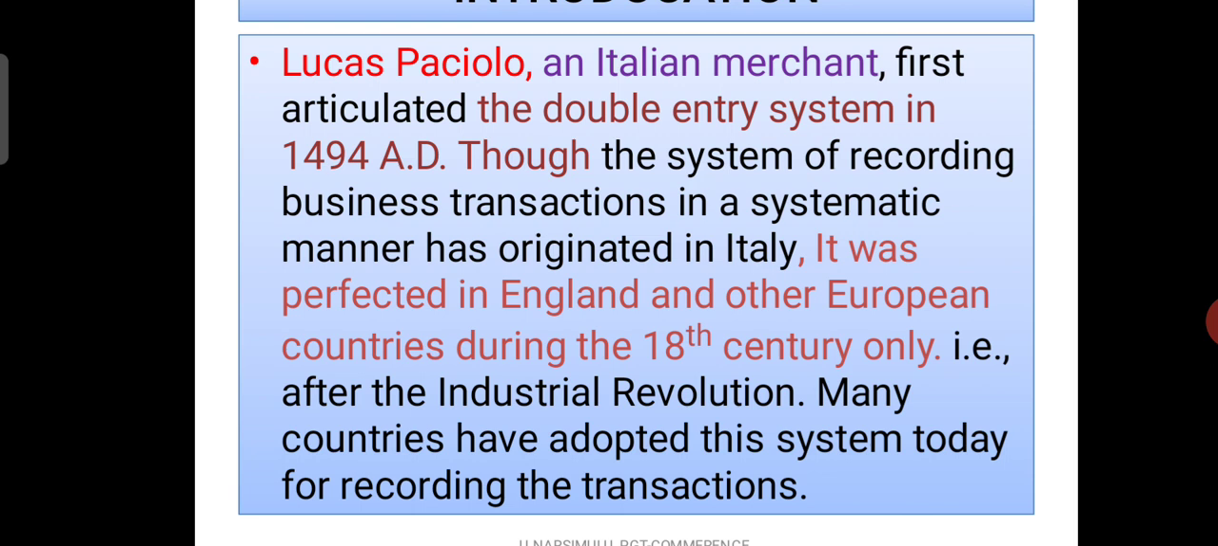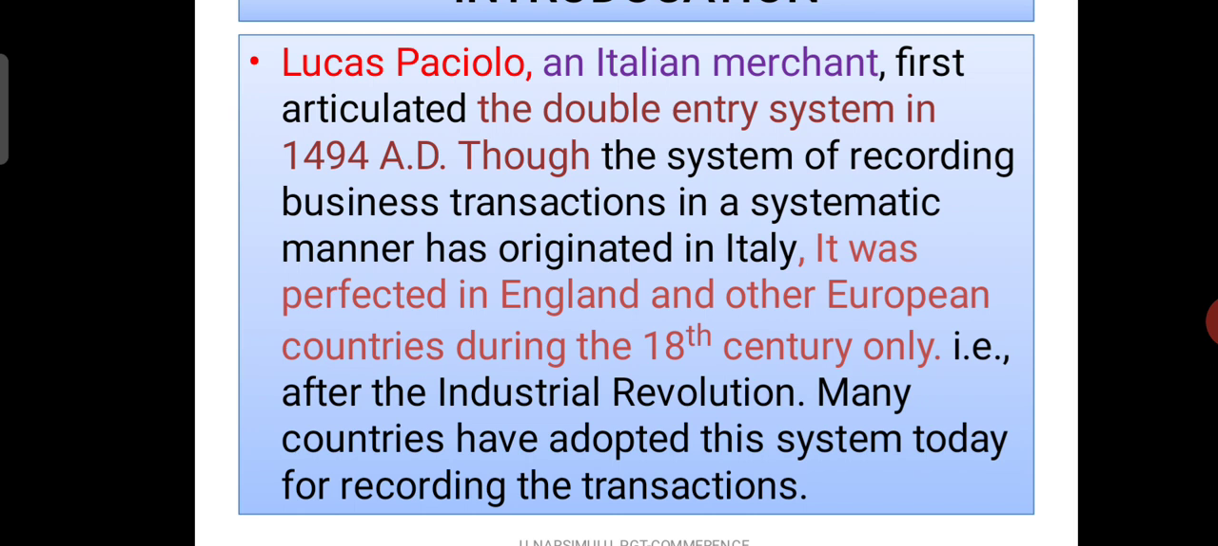Many countries have adopted this system today for recording transactions. In the entire world, most of the countries are using this double entry system of bookkeeping. Okay, children, this is the introduction part. In this, we can remember four points. First, who coined the concept of double entry bookkeeping system? Luca Pacioli. And who is the father of accountancy? Luca Pacioli. He was an Italian merchant.